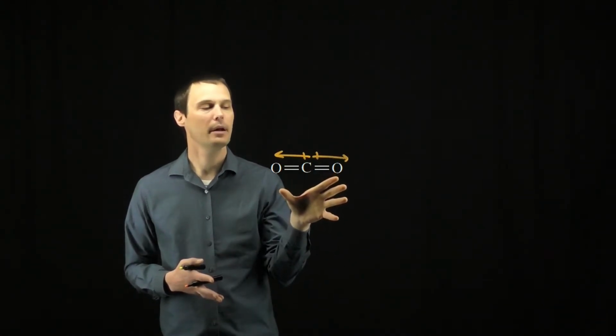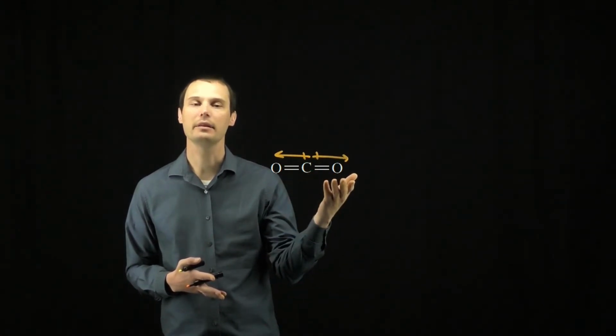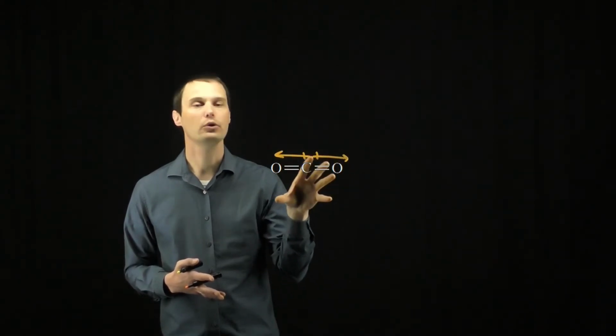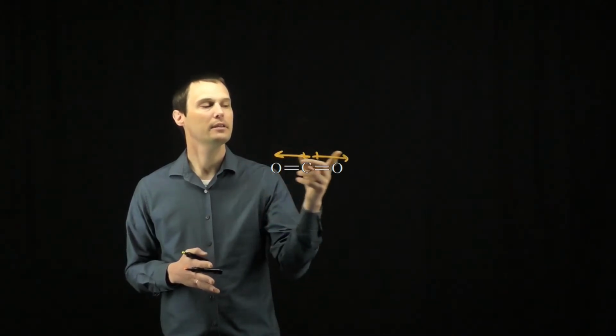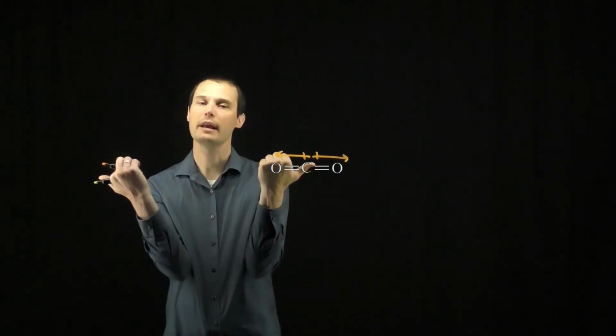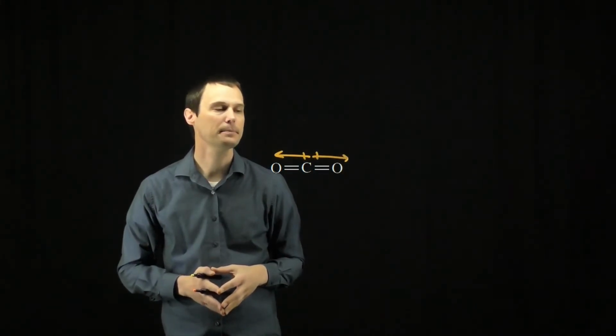What's important about this molecule, carbon dioxide, is that it is completely linear. With two bonding domains and no lone pairs, this molecule takes on a linear geometry. That means that these two individual dipoles are 180 degrees opposed from each other. They're pointed directly opposite each other in three-dimensional space.